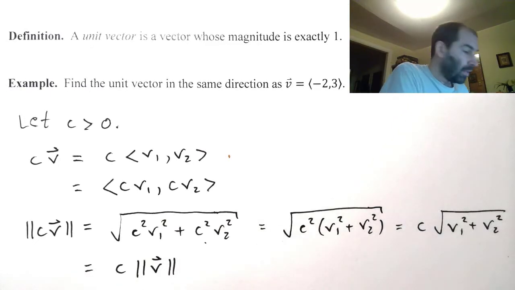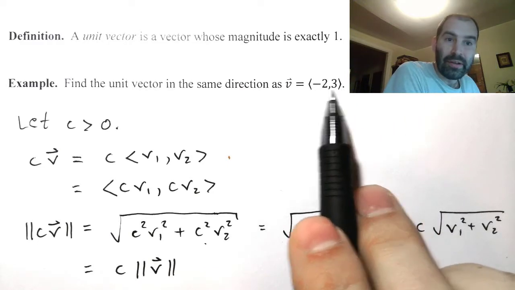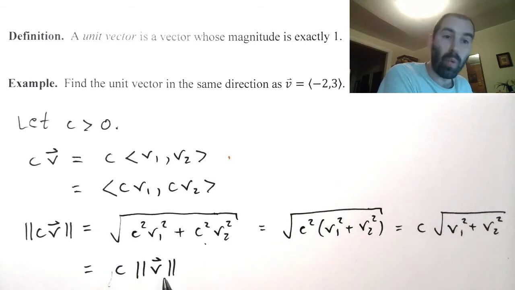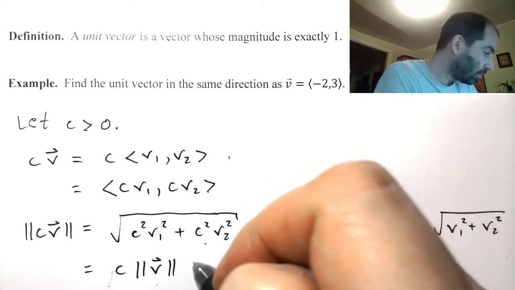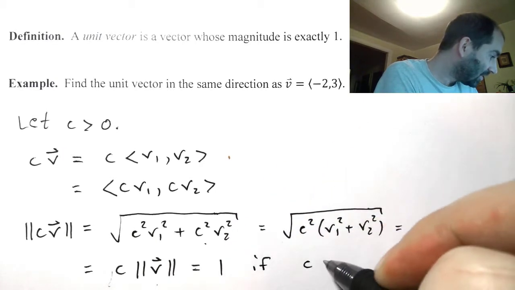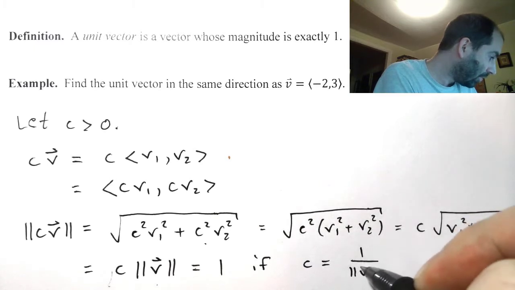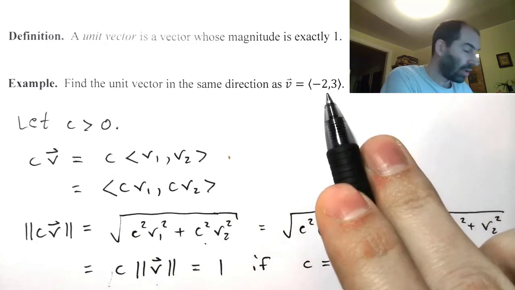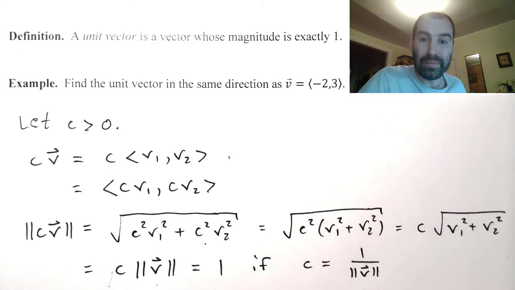Now, what are we after? We want to make this vector have length 1. So we want the resulting magnitude, this thing, or equivalently this thing, to equal 1. So the question is, what number do I need C to be to ensure that this quantity down here is equal to 1? Well, I just need it to be 1 over the magnitude of V. This will equal 1 if C is equal to 1 over the magnitude of V. So that's the trick. That's how we're going to make this into a unit vector.